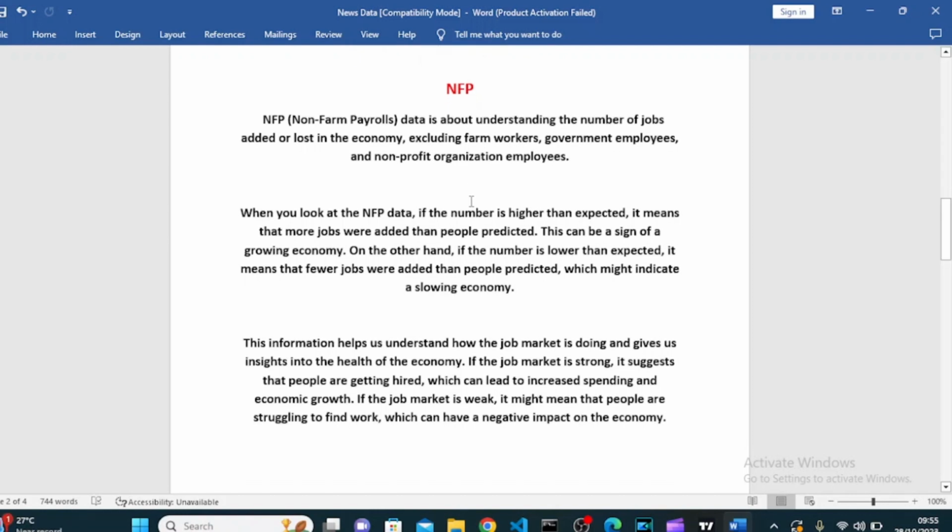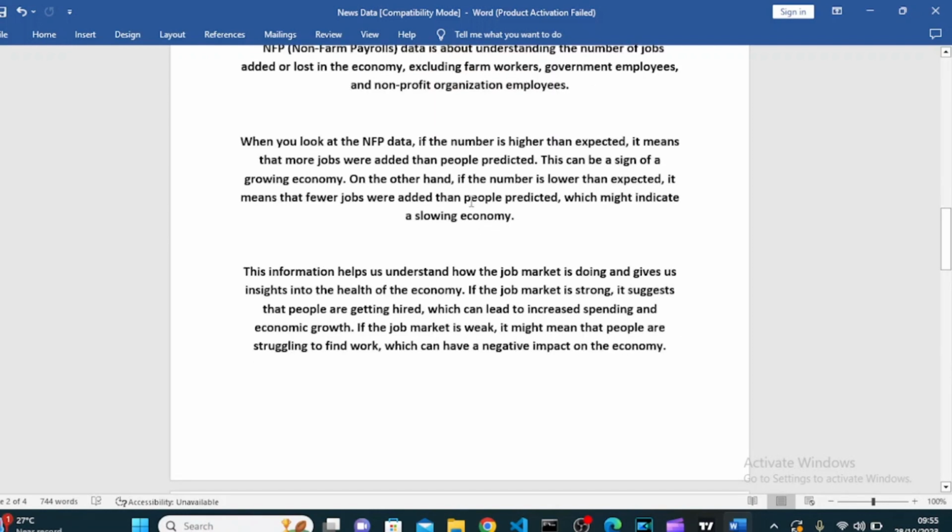All right, so when you look at the NFP data, if the number is higher than expected, it means that more jobs were added than people predicted. So here, if the number is higher, it is good news, right? But for CPI, if the number is lower, it is good news. This can be a sign of a growing economy. On the other hand, if the number is lower than expected, it means that fewer jobs were added than people predicted, which might indicate a slowing economy.